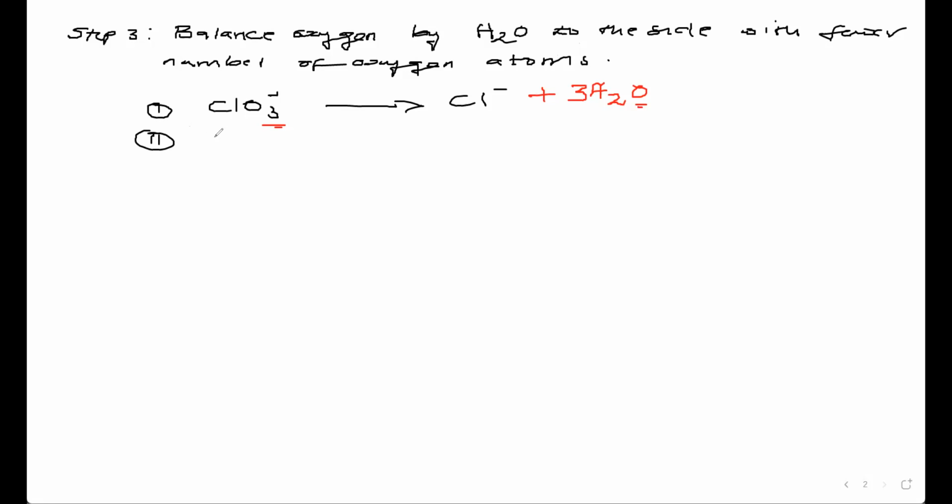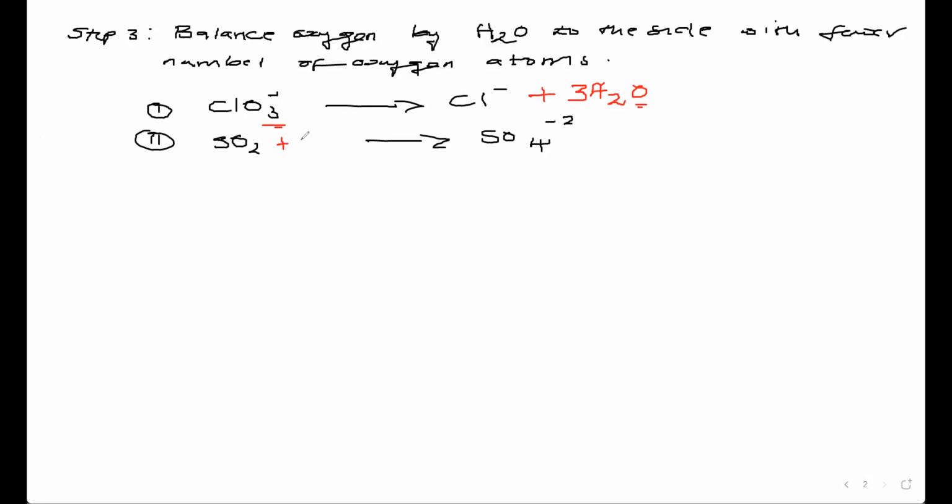So again, for the other step, we have sulfur dioxide like that, producing sulfate like this. Now, in this case, we have 4 oxygen atoms on the product side, and we also have 2 oxygen atoms on the reactant side. So we are going to add water now to the side where there's fewer number of oxygen. In this case, it's the reactant side. So we need to add water here.